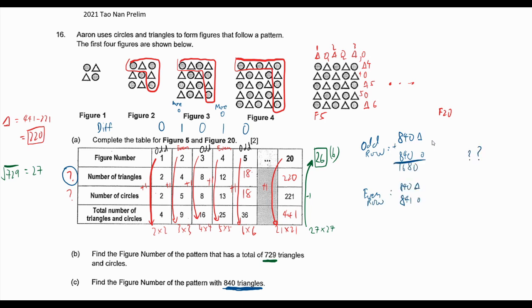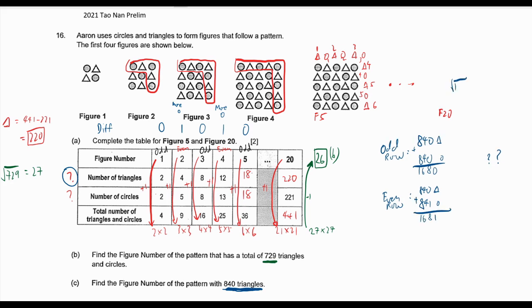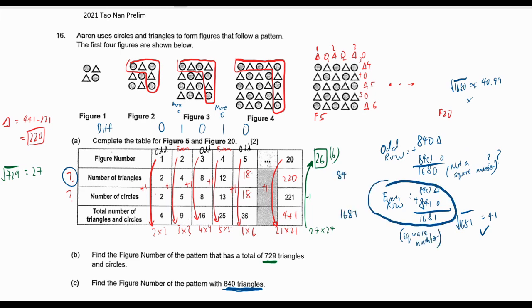So which is it? Simple, find the total and see if it's a square number. When we square root 1680, we don't get a round number, but the square root of 1681 is 41, so it's an even row. Since the square root is 41, that means that our figure is 40.